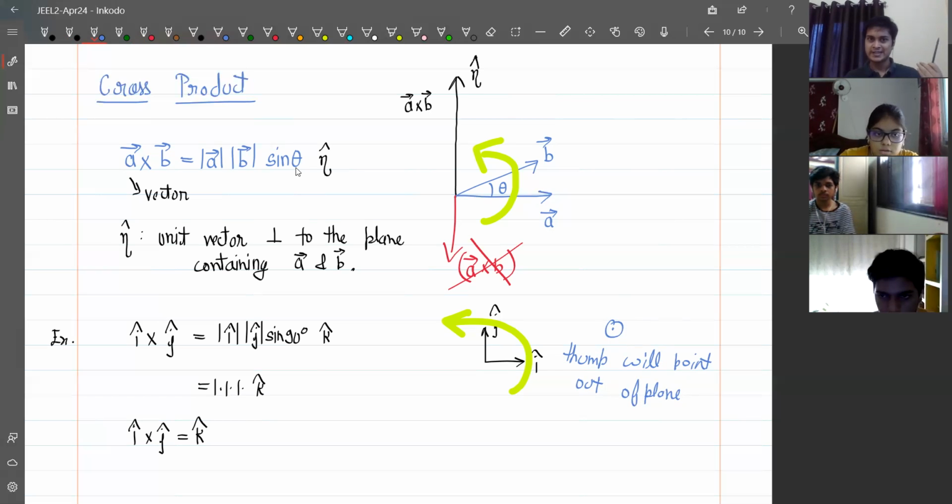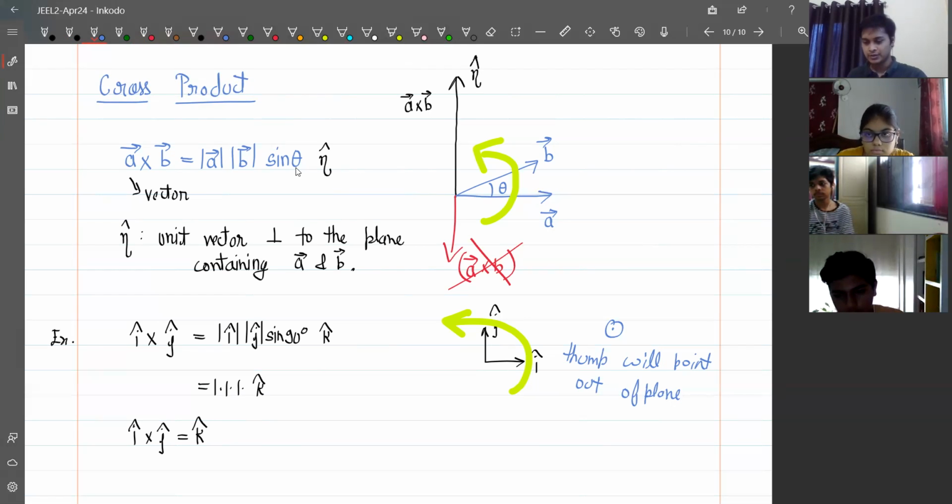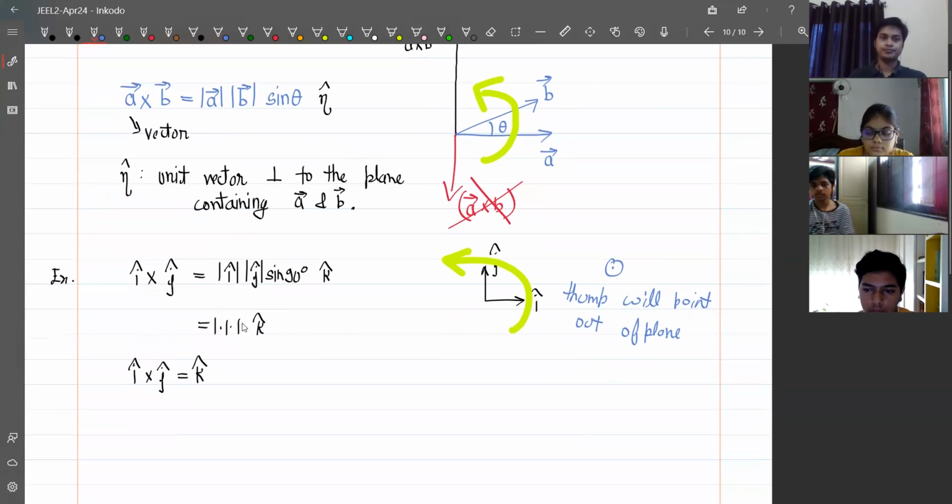So A cross B का direction is perpendicular to the plane, but कैसे find out करना है? By curling your fingers from A to B, and thumb will show the direction. Kushagra, is it clear? Yes, sir. I know कि थोड़ा confusing होगा because sometimes it's difficult to visualize, but take two vectors A and B and curl your fingers across them.